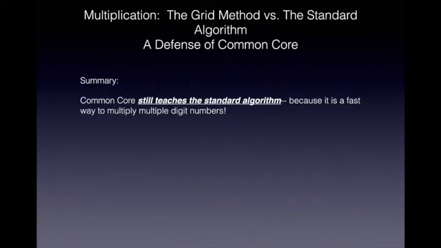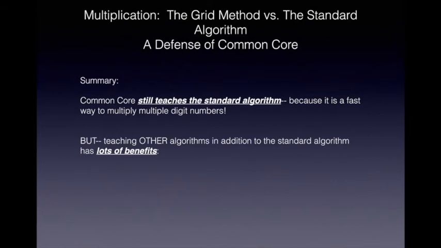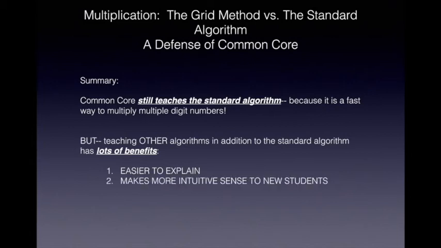So in summary, Common Core still teaches the standard algorithm because it's a fast and efficient way to multiply multi-digit numbers. But it uses these other methods, like the grid method, and there are some others, because they're a better way to teach math. These other methods have lots of benefits. First of all, they're easier to explain. There's no mystery. You don't have to wonder, hey, where did that 0 come from? Why am I carrying the 2 instead of just writing it next to the 1 in 21? It makes more intuitive sense to new students.